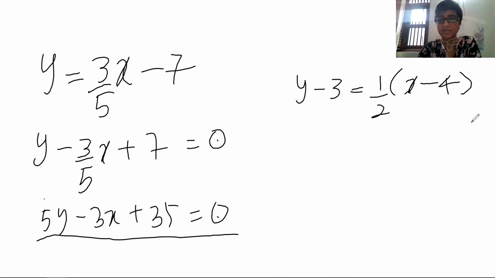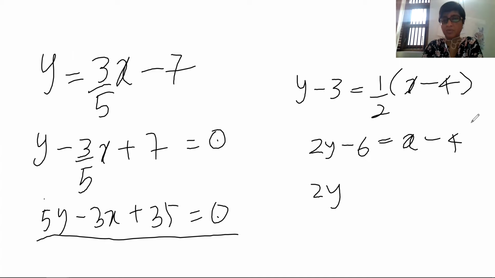I think it's easier if I multiply both sides by 2. So I would go first 2y minus 6 equals x minus 4. Then bring everything to one side: 2y minus x minus 2 equals 0. That's your standard form. That's it. Okay? That's all that means.